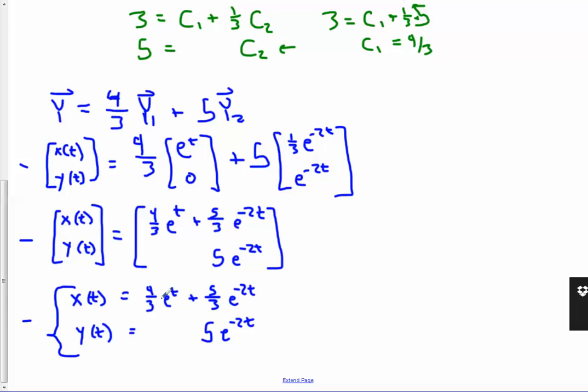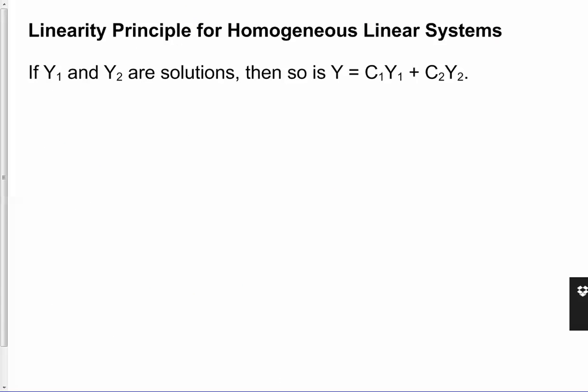Okay, and you can check for yourself, which I haven't done yet, that any of these solutions, which are all equivalent, do satisfy the initial condition, and they satisfy the original differential equation. Okay, and in fact, let me just show that this always works. Call it the linearity principle for homogeneous linear systems. If y1 and y2 are solutions, then so is a linear combination of them.